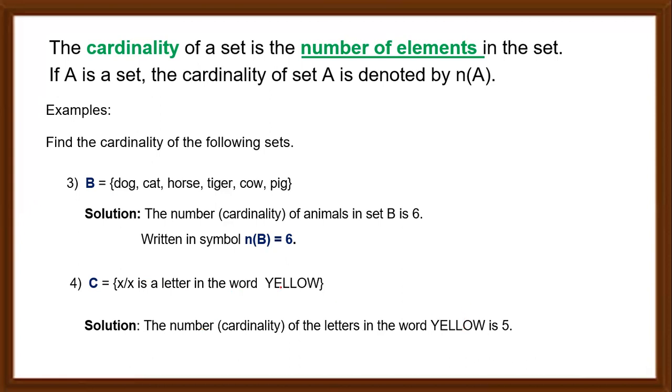Bakit kaya siya 5? Di ba nakasulat yung salitang yellow? Pag binilang mo dito, 1, 2, 3, 4, 5, 6. Remember, the definition of set is well-defined, distinct object. Kailangan hindi pwede maulit yung letter or number or element. Kaya nga, 5 lang po yung kanyang cardinality. Na-double kasi yung L, kaya isa lang ang count nun. So that is written in symbol, the cardinality of set C is equal to 5. That is now the answer or the cardinality of set C.